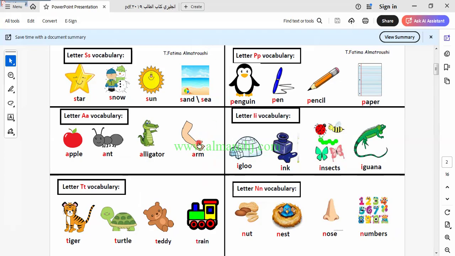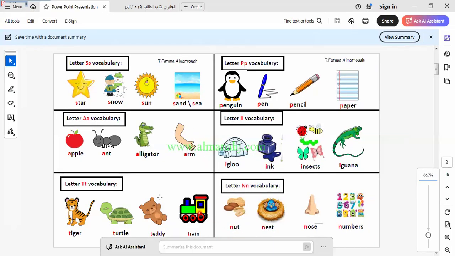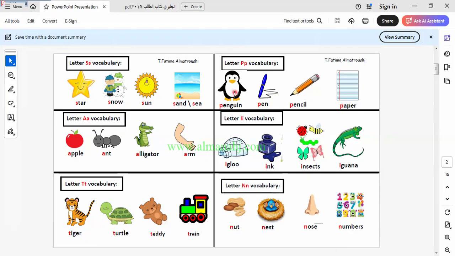Okay. Here we have tiger. I will repeat it again. Here we have tiger, turtle, teddy, and train. Here we have penguin, bin, pencil, paper. Here we have tiger, turtle, teddy, train. Here we have penguin, bin, pencil, and paper.